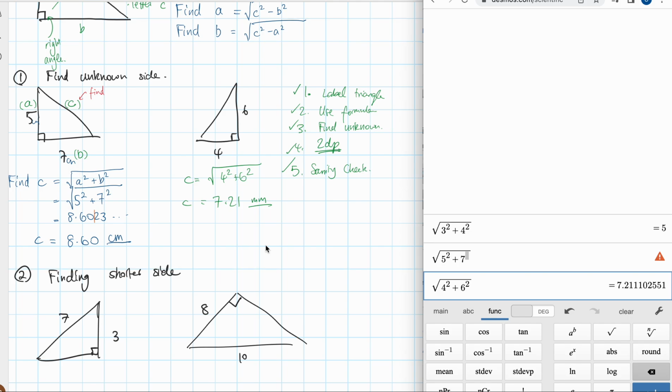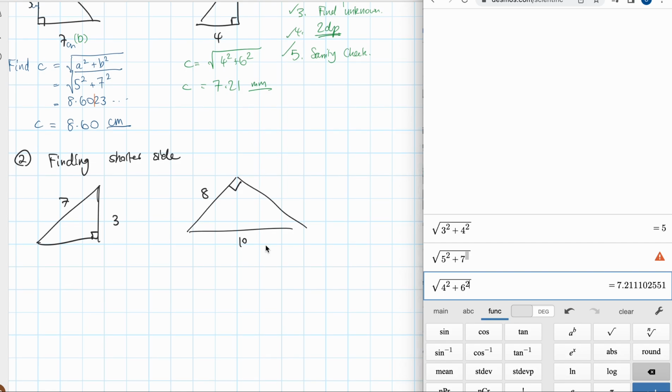All right, so here we go. First step, like before, we want to label. Second step, use the formula. Third step, we want to find the unknown. And then fourth step, 2DP. Fifth step, we do a sanity check. And excuse the dodgy writing, I'm just basically copying down what we said before.